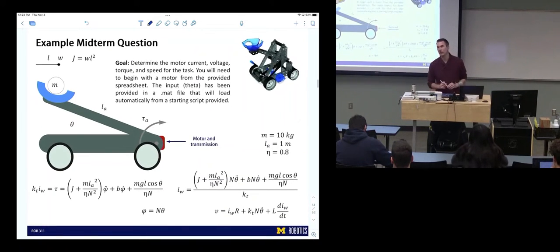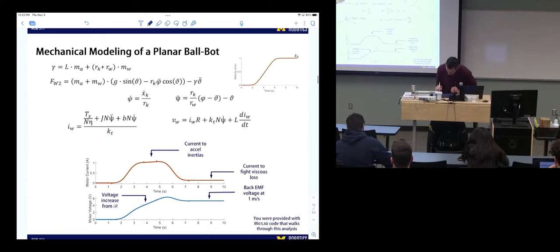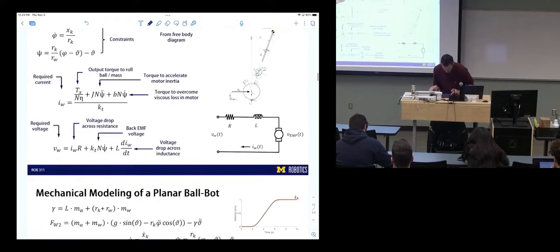Okay, this is an example like we did in class. I was just wondering if you could quickly go over the constraints and how you get those. These constraints? Like the two of them. Yeah, here.